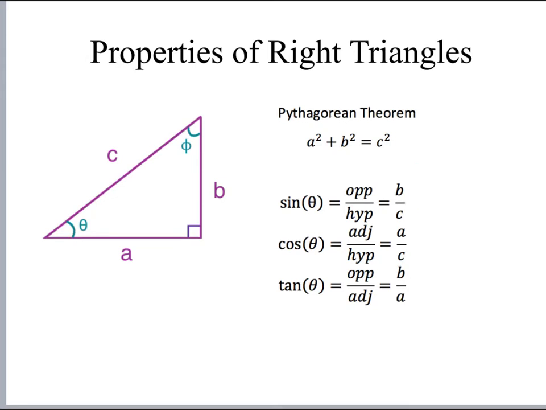The cosine is the adjacent side divided by the hypotenuse. So that gives me a over c. Adjacent over hypotenuse is a over c. And then the tangent is the opposite over the adjacent. So the tangent of theta is going to be the opposite b divided by the adjacent a. That a is adjacent to theta.